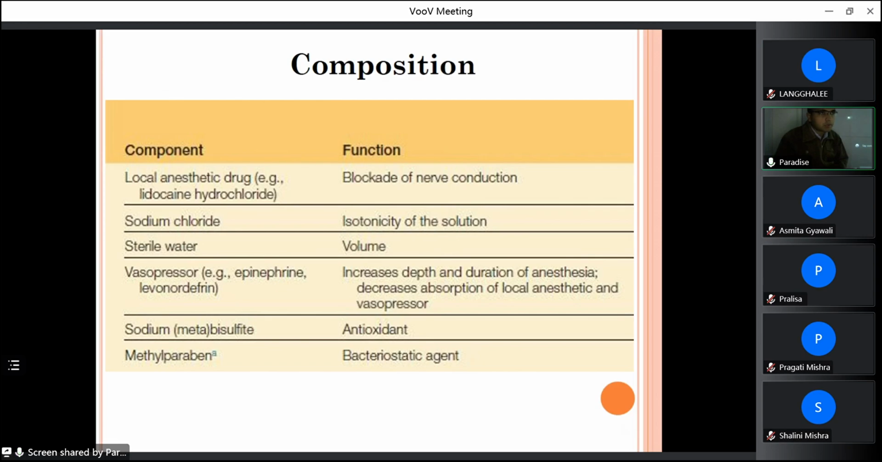Basically, it causes vasoconstriction. So due to vasoconstriction, it increases the depth and duration of anesthesia, and decreases absorption of the local anesthetic and vasopressor. It also consists of sodium metabisulfite, which acts as an antioxidant, and methylparaben, which is a bacteriostatic agent. You must remember this composition. The local anesthetic consists of these 6 items. In case of plain local anesthetic, the vasopressor is not there. Rest, everything is the same.